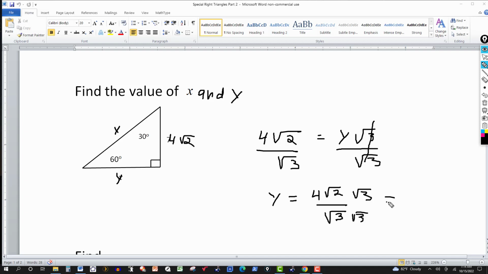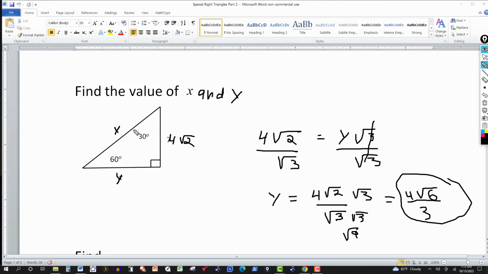So this is equal to then 4, and then radical 2 times radical 3. Since they're both square roots, we just multiply the radicands. 2 times 3, that's just 6. And then down in the denominator, the square root of 3 times the square root of 3. This is the square root of 9, which is 3. So the value of y is 4 times the square root of 6 over 3.